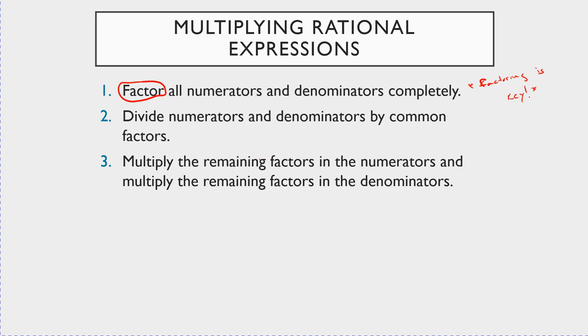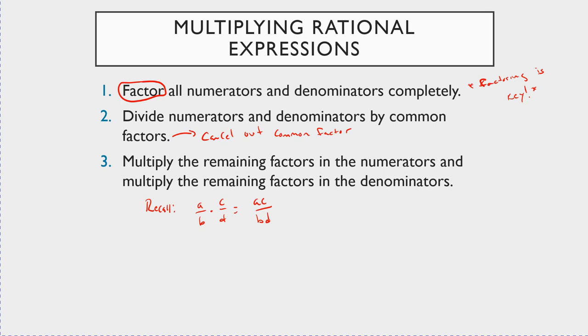Then what you're going to do is divide the numerator and denominator by common factors. What really is going on here is you're going to cancel out common factors. And then next, you're going to multiply the remaining factors in the numerators and multiply the remaining factors in the denominator. Just to recall how you multiply fractions, if you have a over b times c over d, you're just going to multiply across. You're going to go a times c over b times d.